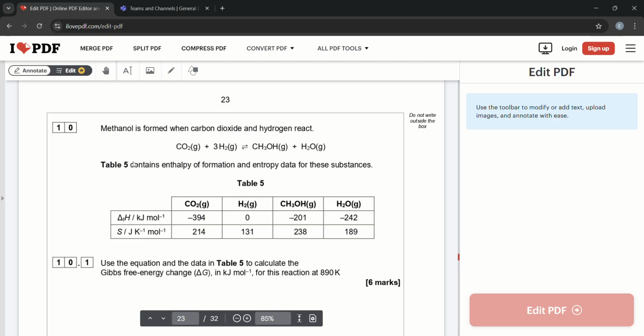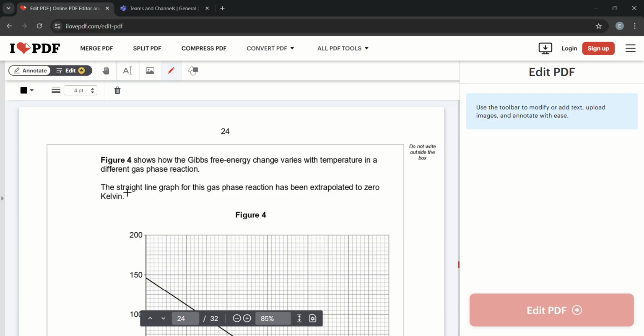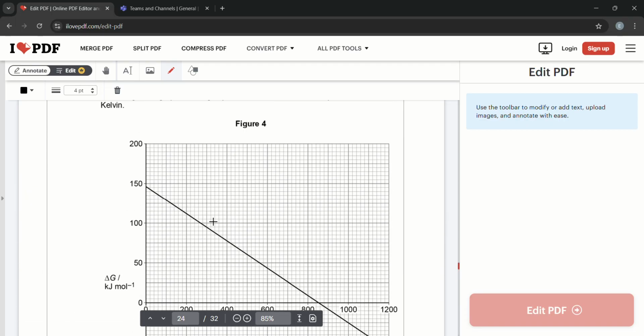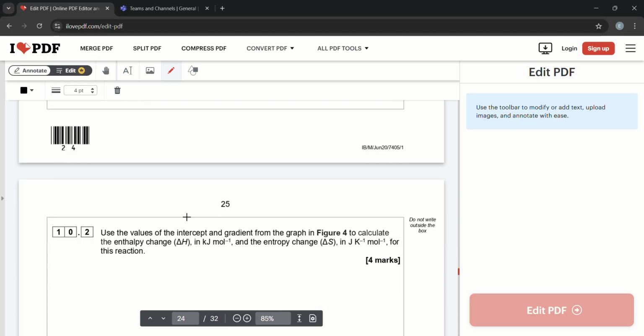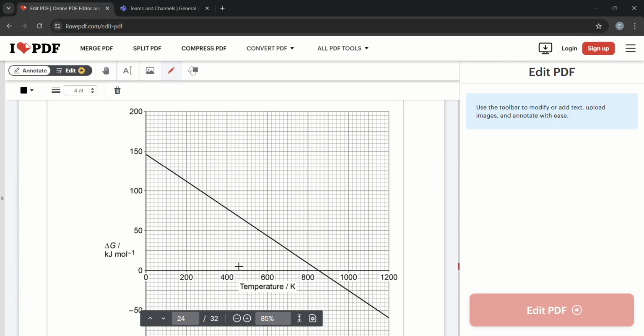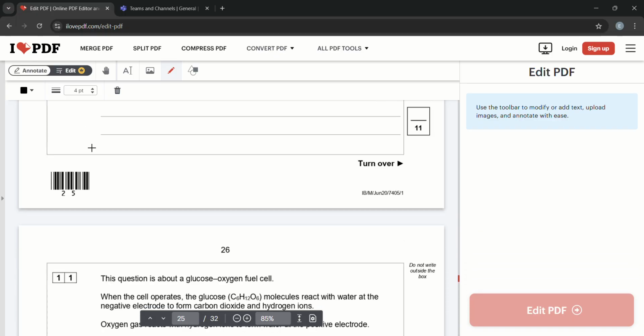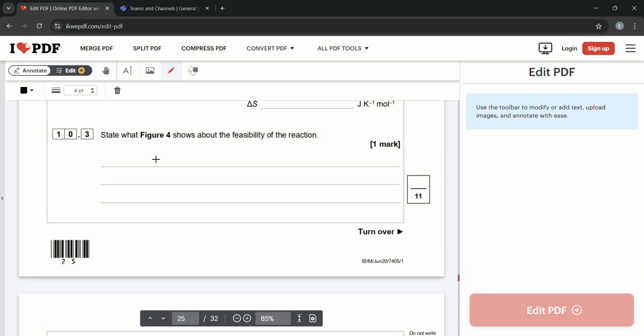Today's video is on question 10, AQA A-Level Chemistry, June 2020, paper 1, an actual A-Level paper, not AS. So we've got 10.1, 10.2, which is a very weird question. Never really seen a question like this before, where it's giving you a graph and it wants you to work out the entropy change, and then part 10.3, which is very simple.